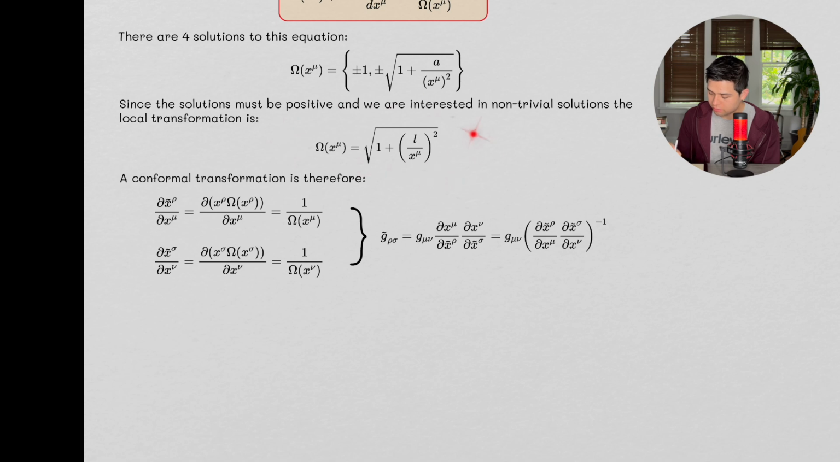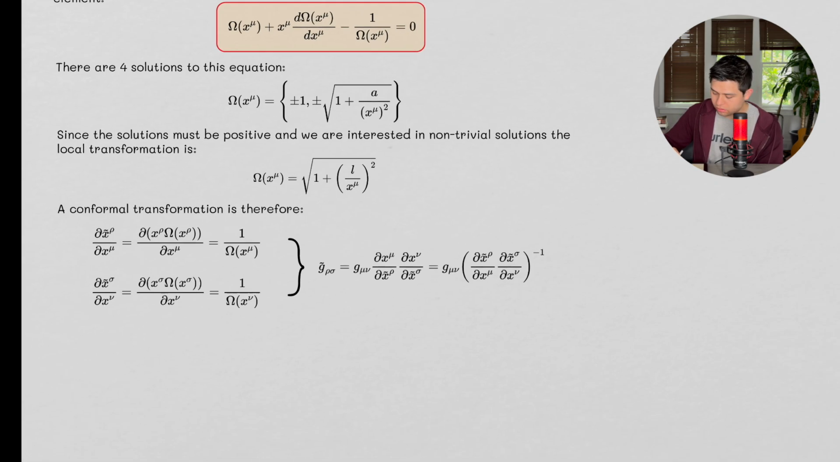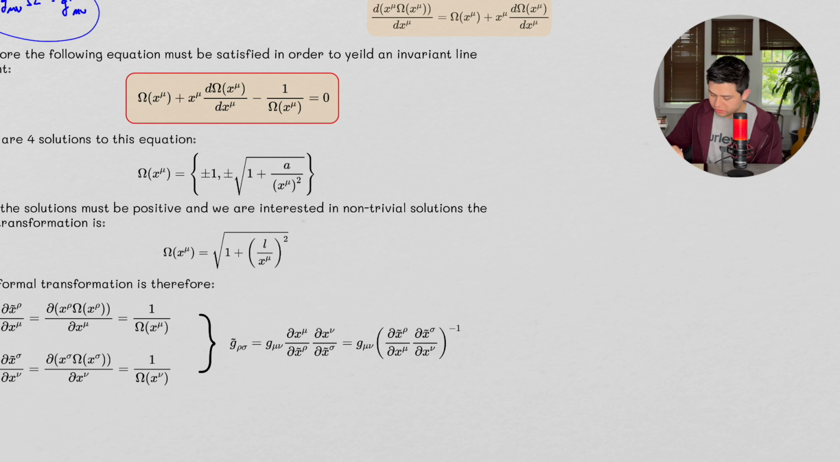So this is our solution, and this is our conformal transformation. And this is a local conformal transformation because it's a function of x mu. So what this is telling us is that, if you recall, this is our rule for a conformal transformation.